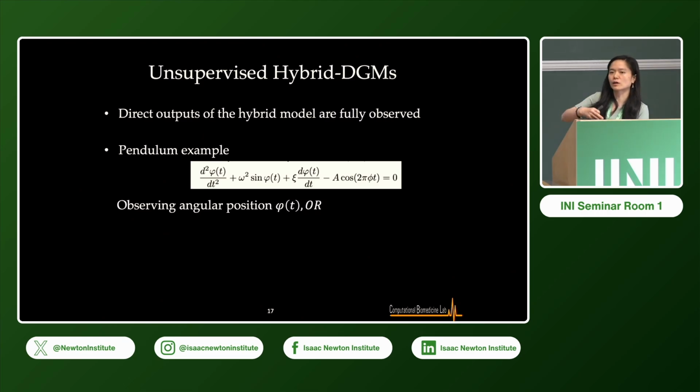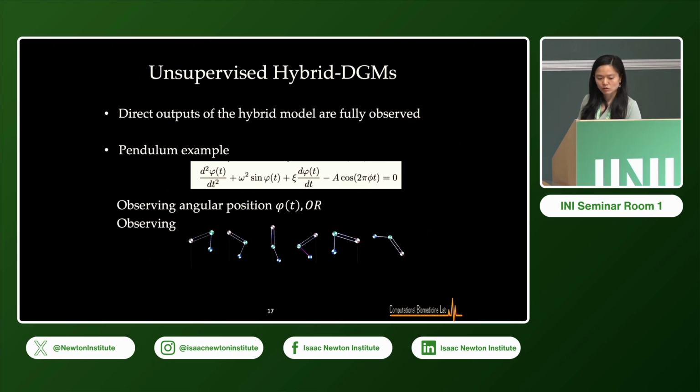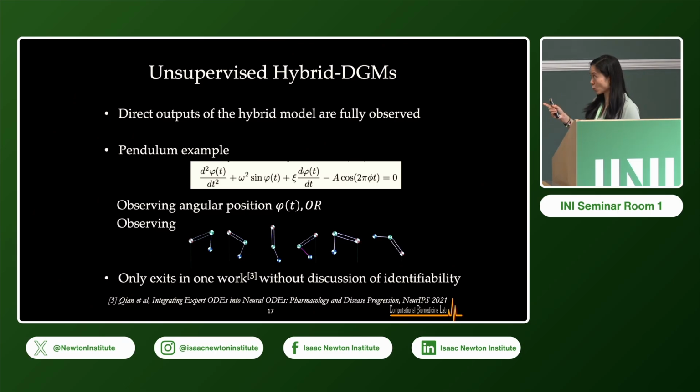If you think about the heart, for instance, if you're trying to model action potential, you would have to assume your action potential is fully observed, which is not very commonly available. So can we, instead of assuming this angle of the pendulum is observed, directly infer it from a sequence of images? Up until now, there's only one existing work that does this, and there's no real discussion of identifiability.